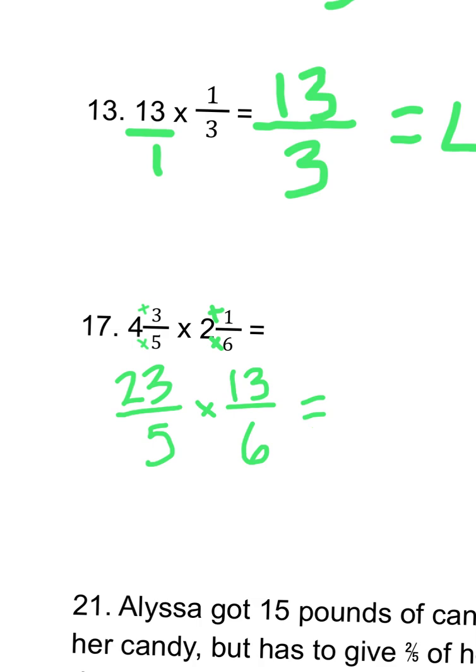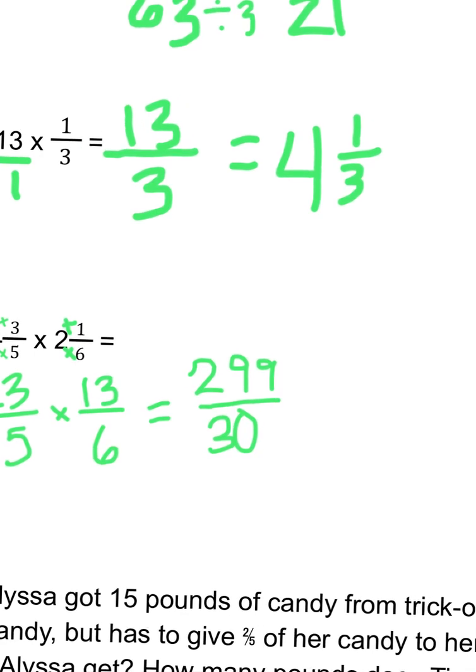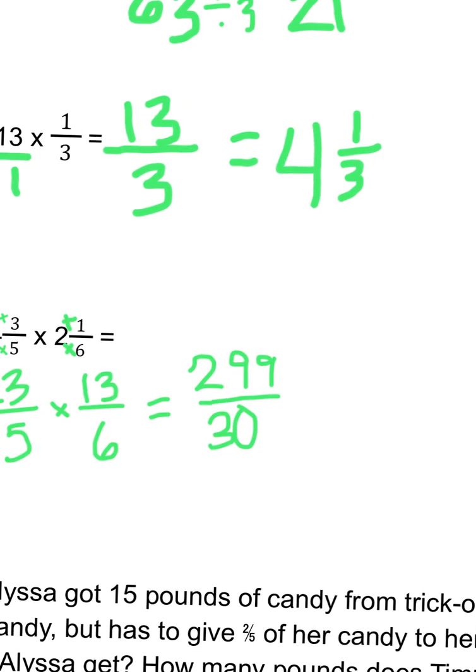And when you multiply that out, you are going to get 299 over 5 times 6 is 30. And then we're going to ask ourselves, how many times does 30 go into 299? It's going to go in 9 times. So it's going to go 9 times with 29 left over.